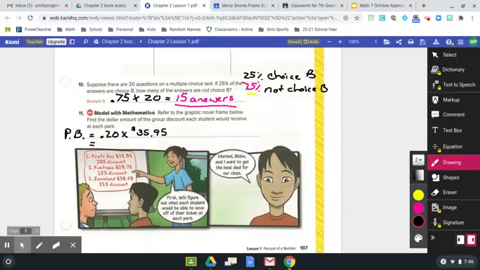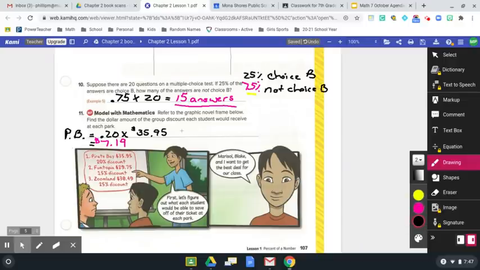So 0.20 times $35.95. Now remember, you're talking money, and when we were doing unit rate in chapter 1, we talked about dollars and cents and how important that is when you're trying to be as accurate as you can with your answer. Now, you see this decimal when you calculate it, 7.19, which is exactly what we want, because that's saying that group is going to save $7.19 on a ticket to go to Pirate Bay with that 20% discount.